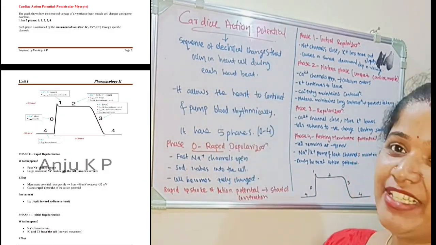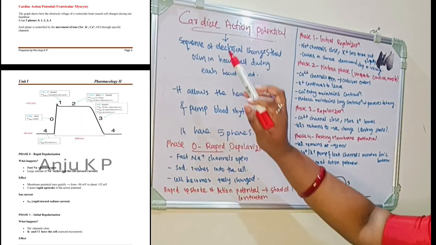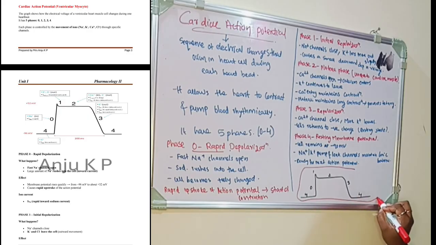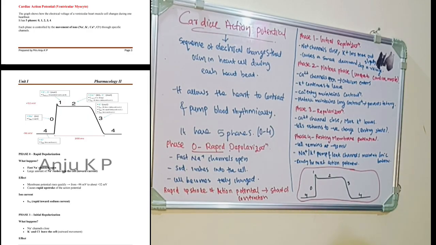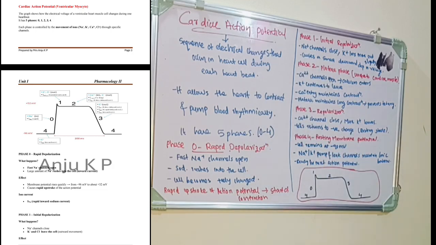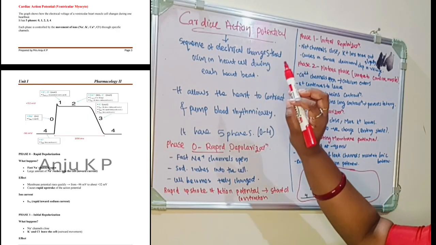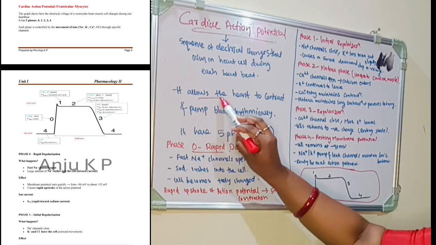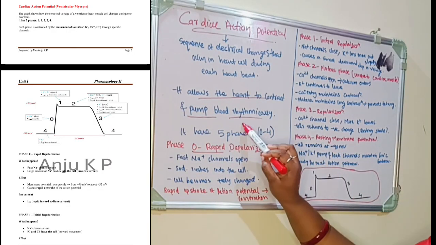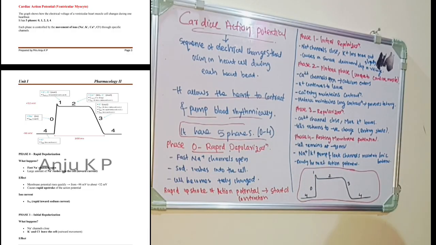Yes, now we will see the cardiac action potential. In the cardiac action potential, the thing you have to remember is the cardiac action potential graph. The cardiac action potential means the sequence of electrical changes that occur in a heart cell during each heartbeat. It allows the heart to contract and pump blood rhythmically. So it has 5 phases, from 0 to 4.